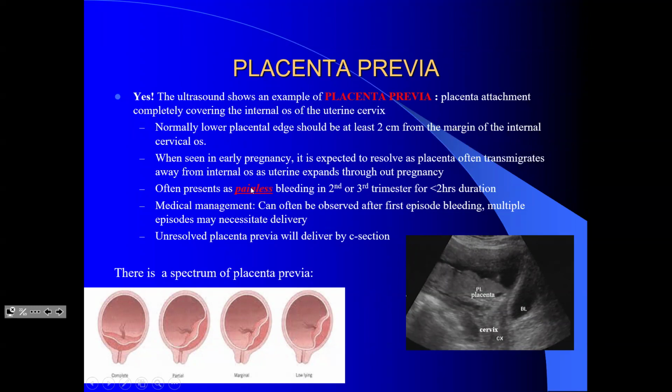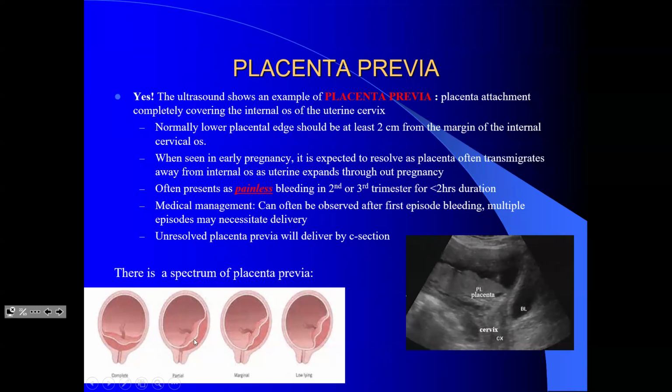The history is important in this case. With painless bleeding in the third trimester, think of placenta previa, and then you do an ultrasound to see what sort of previa it is. So we have different types of previa. This is complete previa, where the cervix is completely covered by the placenta.